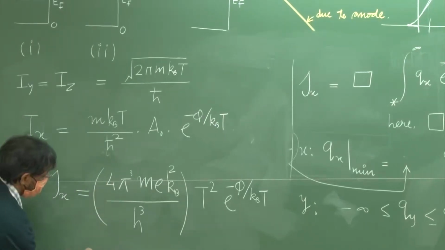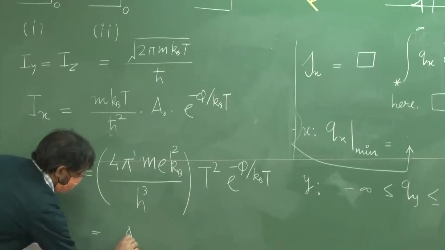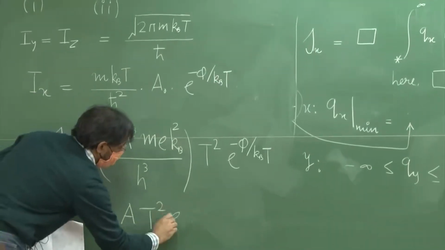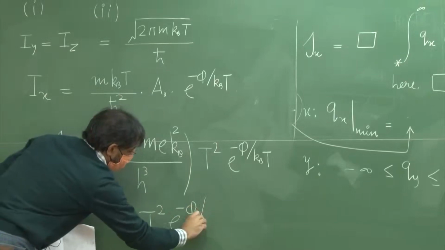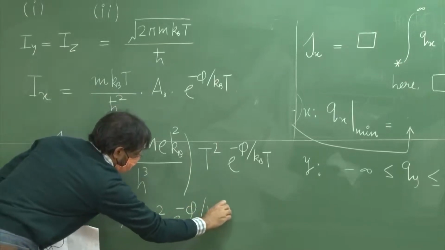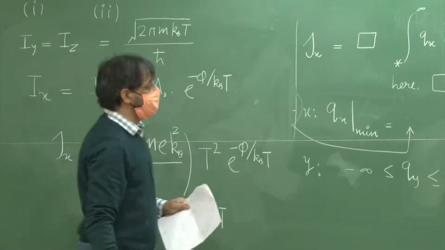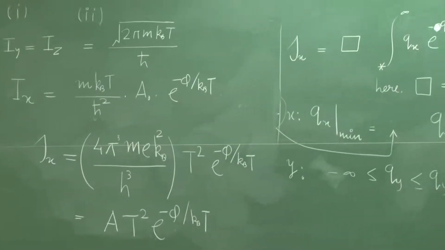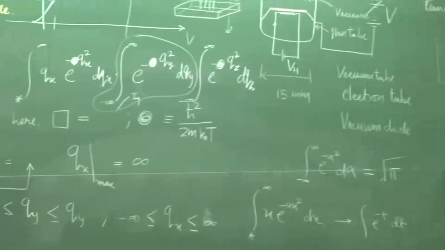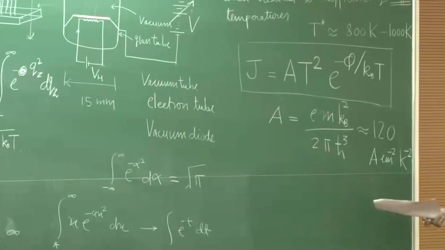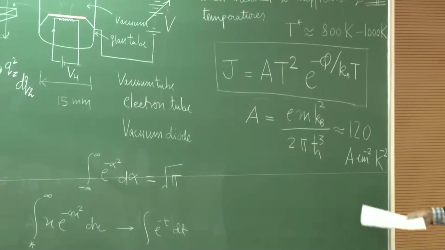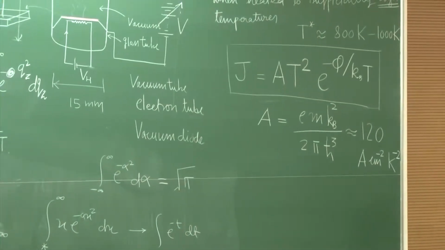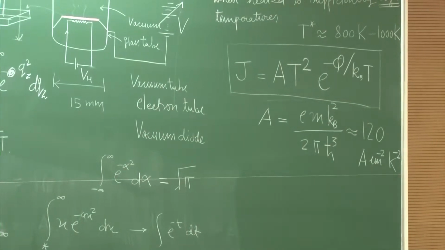So, you will get this as A T square exponential minus phi over kBT, which is what we wanted to derive. So, this is the relation, this is the Richardson-Dushman equation, okay, and the constant independent of the material is 120 amperes per centimeter square per Kelvin squared.